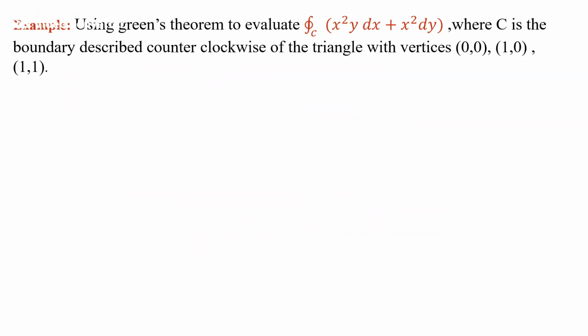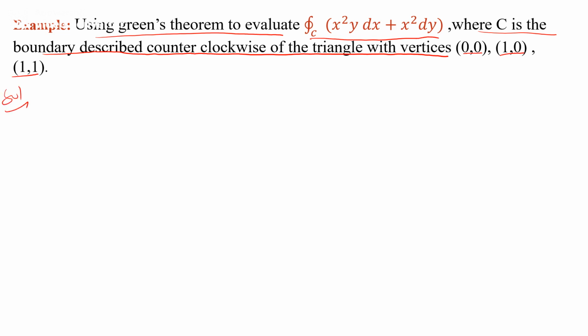For example, using the Green theorem to evaluate that line integral x square y dx plus x square dy, where C is the boundary described counterclockwise of a triangle with vertices 0 0, 1 0 and 1 1. So here we are applying the Green theorem.